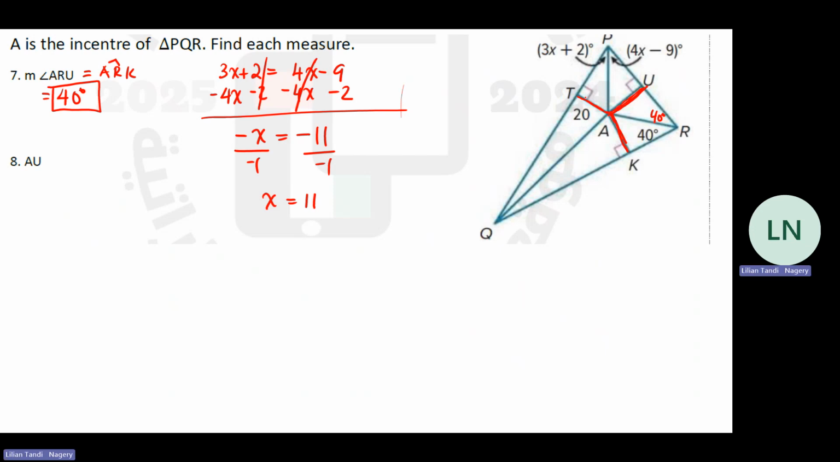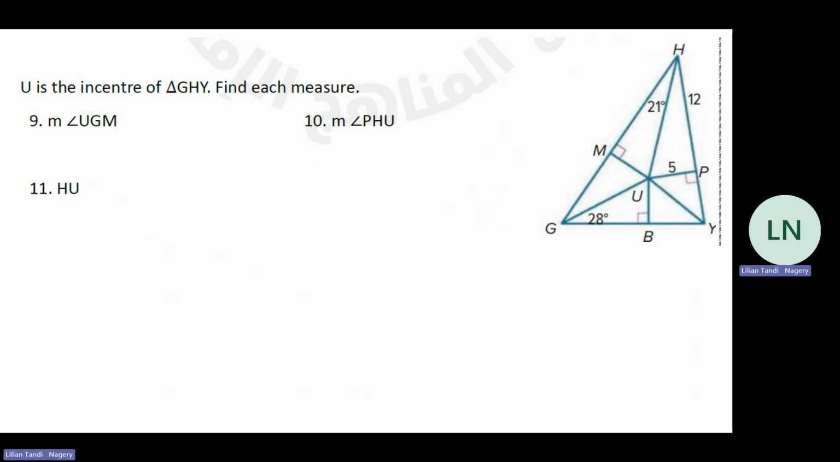Should be the same from here to here. So that should also be 20. ARU should be 20. AU should be 20. So AU, which is equal to AT, and AT is what? 20. So AU is also 20. Okay. Nobody asked me to find this. Maybe in the next question.